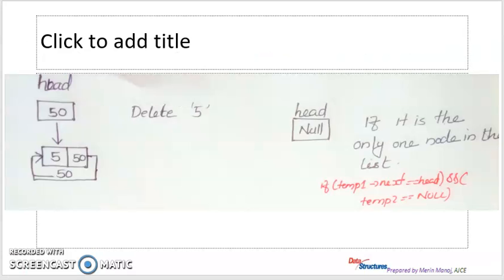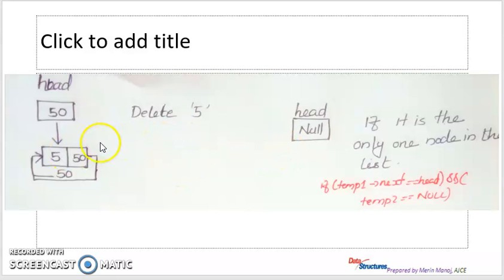Next we will see how to delete a specific node from the circular linked list. So now let us see the deletion of a specific node. So here we need to delete the data 5. So in this example we do have only one node, and in that node the same value that we want to delete is present.